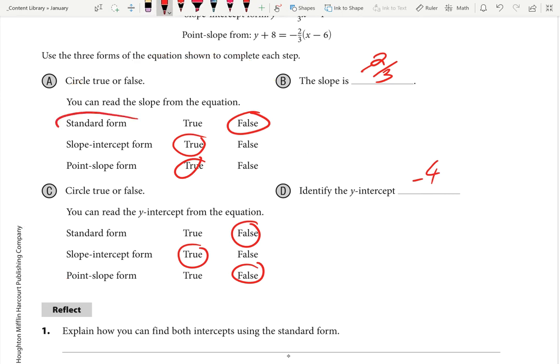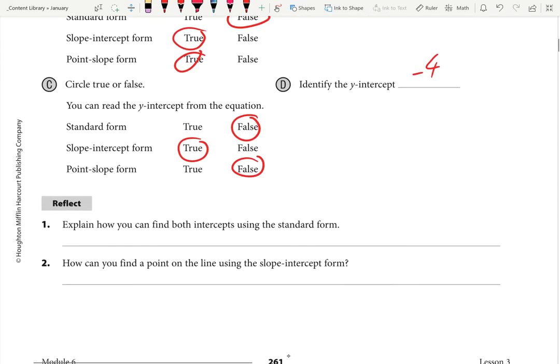Standard form is pretty useless because it's false both times. It doesn't show us the slope, doesn't show us the y-intercept, so I don't really like it. Point slope form is good, but it shows us the slope. However, it doesn't show us the y-intercept. So therefore, it's kind of limited in that sense, and it works and it's functional, but it's not the best. But slope-intercept form is the only one that's true for both of these. It shows us the slope, it shows us the intercept, and therefore is very, very useful a lot of the time.